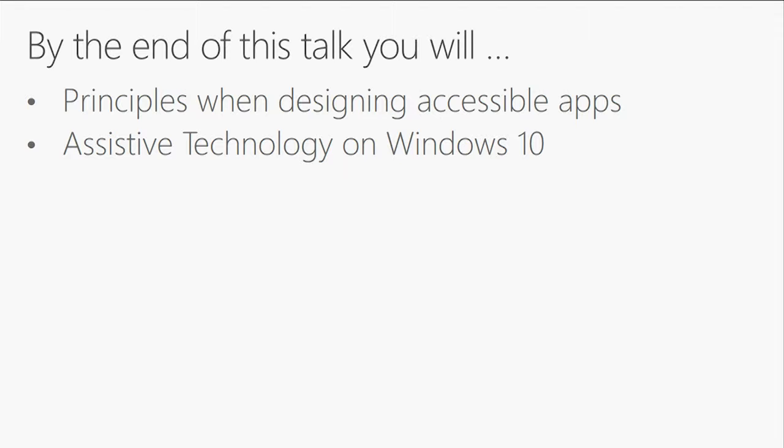Today, I'm going to be talking with you about accessibility on Windows 10. By the end of this talk, you will know the 4 main accessibility design principles when designing accessible apps. And you will also know some of the assistive technology on Windows 10.